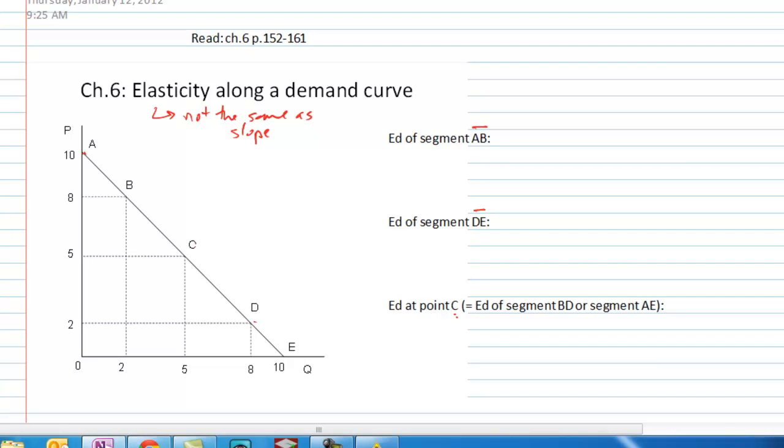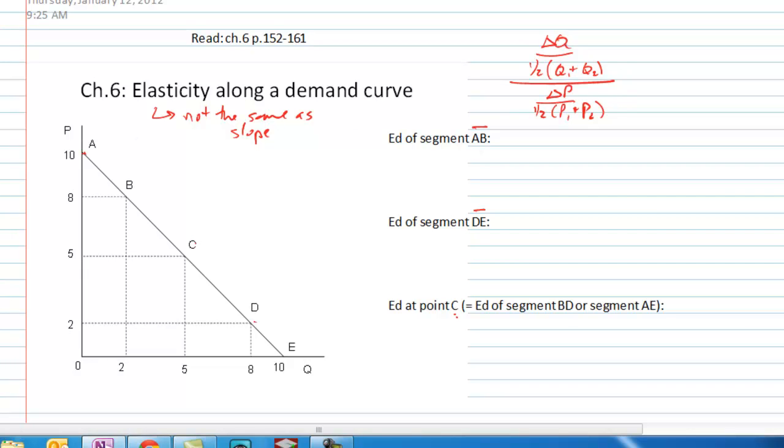Okay, so first, to use the midpoint method to find the elasticity of demand of segment AB, we're going to put the quantity change on top. Remember, our midpoint formula is the change in quantity over the midpoint of the quantities, 1/2 (Q1 plus Q2), over the change in price over the midpoint of the prices. That's the formula I'll be using for each of these examples.